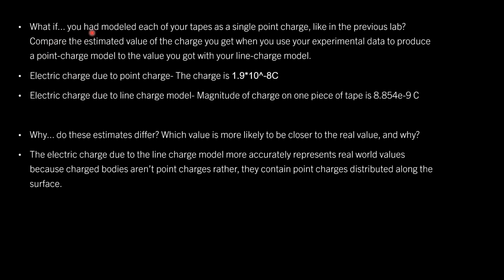So what if you modeled each of your tapes as a single point charge, like in the previous labs? The electric charge due to the point charge model in the previous lab we found as 1.9 times 10 to the power of 8. The electric charge due to the line charge model in today's lab we found as 8.85, calculating it as a line charge. Why do they differ? It's because the line charge model more accurately represents real world values, because charged bodies aren't point charges, rather they contain point charges distributed along the surface.